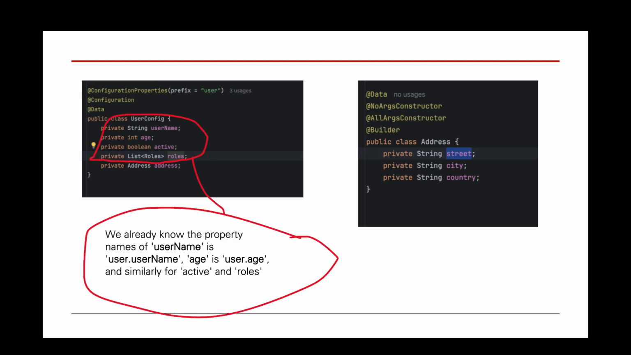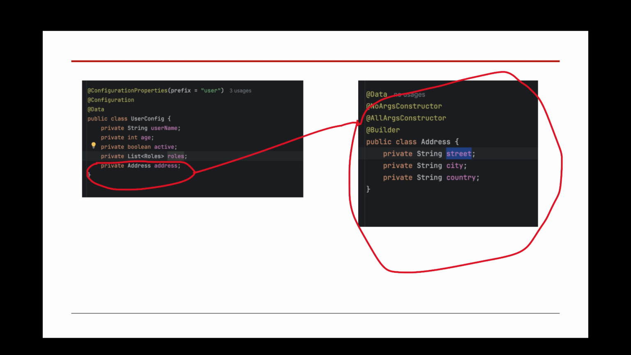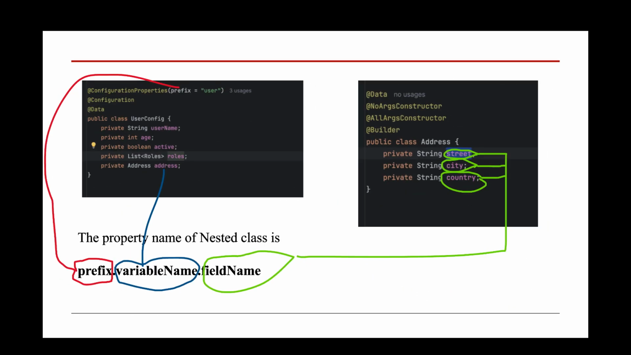Let's break it down. First, for simple fields like username and age, the property names will directly match their variable names. Like the property name of username is user.username, age is user.age, and similarly for active and roles. But when we get to the address class, it gets a little more interesting. Since address is a nested class inside userConfig, we'll need to represent that nesting in our property names as well. So we'll start with the prefix user, then follow with the variable name from userConfig, which is address, and finally, for each field inside the address class, we'll add another dot followed by the field name. This is how Spring Boot understands nested properties.